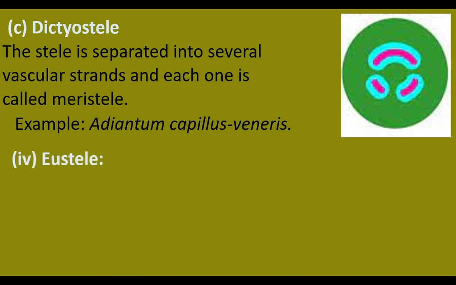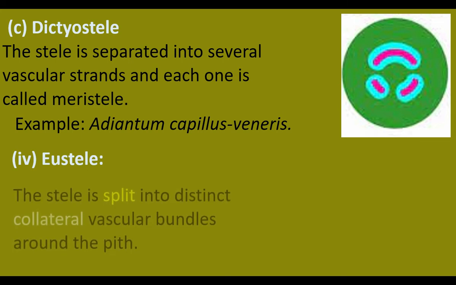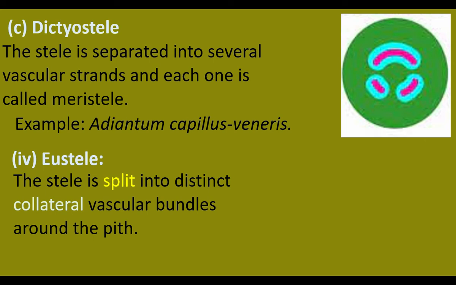Eustele. Eustele is present in dicotyledons. The stele is split into distinct collateral vascular bundles around the pith. Pith is found at the center. In collateral vascular bundles, xylem and phloem are found side by side.